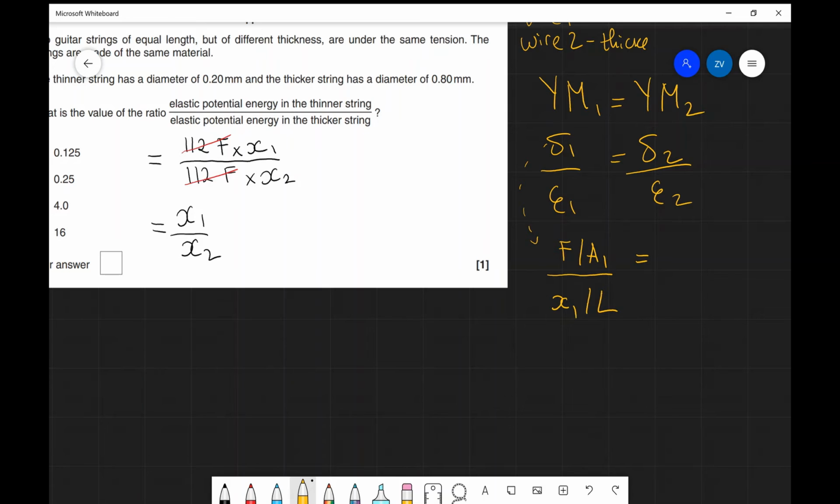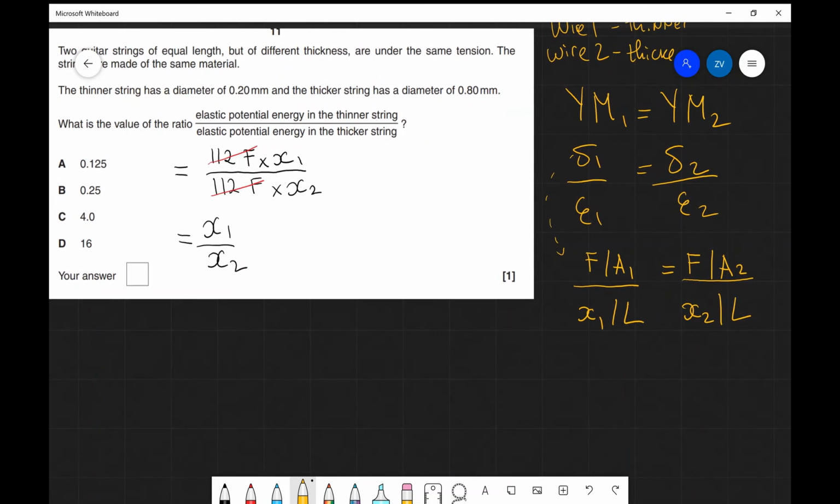So this is going to have to equal exactly the same expression for the second string. So there's going to be f over a2 divided by x2 over the length. Now notice that the question says that the two wires are of the same length and under the same tension. So that means that we can cancel some things out. We can cancel the force and we can cancel the length.